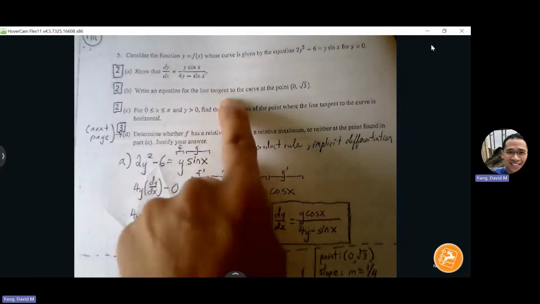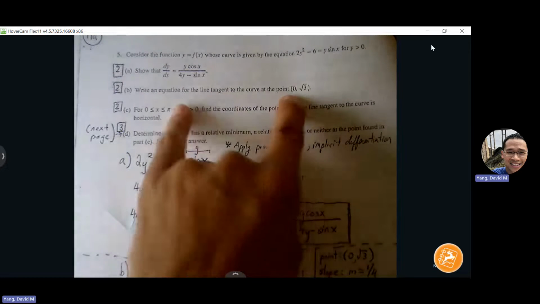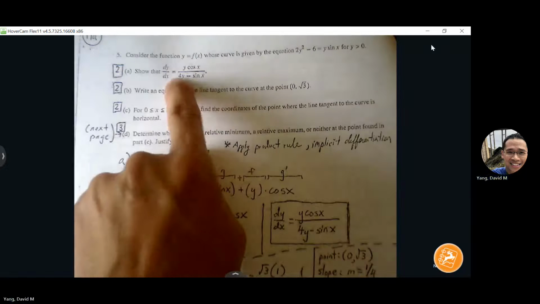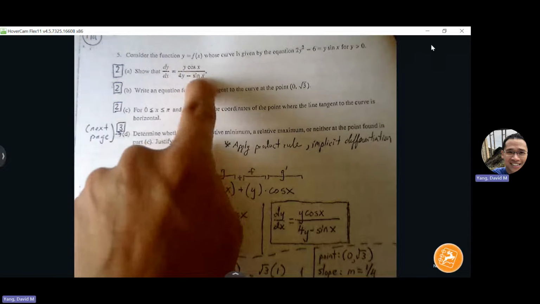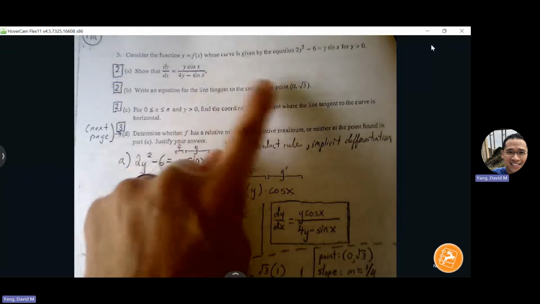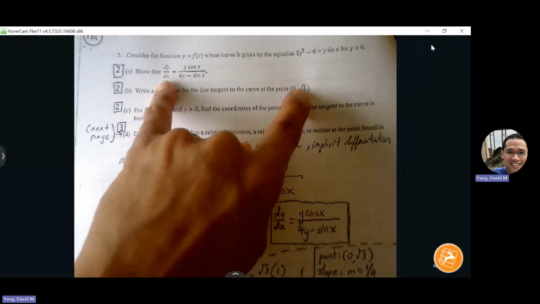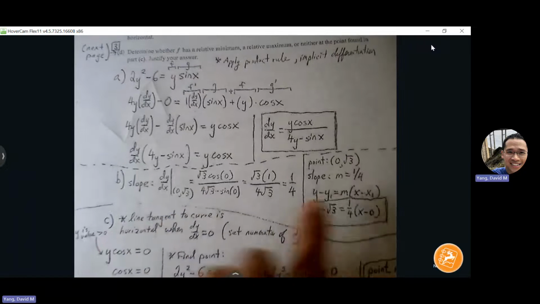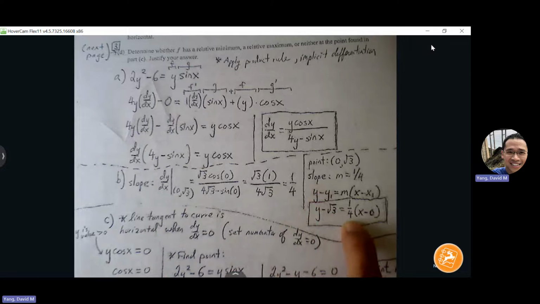Part B, write the equation for the line tangent. So we know tangent line is ordered pair and slope. Even if you couldn't get part A, you could start off with this, right? They give you the derivative. So, okay, plug in that ordered pair into the derivative, get your slope. Once you get your ordered pair and your slope, do point-slope form, and then there's your equation. Okay, I think we are pretty good with that.